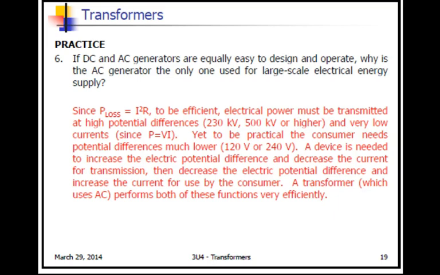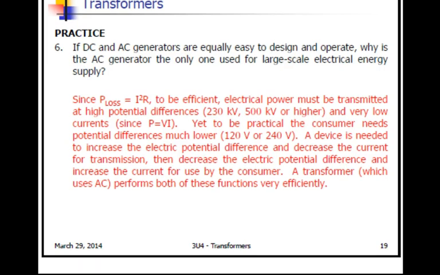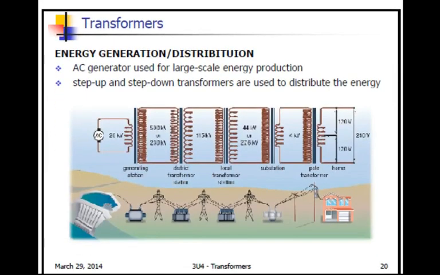That's why we have a power generation system with very high voltages, up to 500 kilovolts or higher. So for the energy generation distribution system, we use AC for large-scale energy production, and there's a series of step-up and step-down transformers that are used to distribute the energy. You don't need to know the exact numbers, but they start at very high values in the high kilovolts, and they end up at 120 or 240 volts at your household.